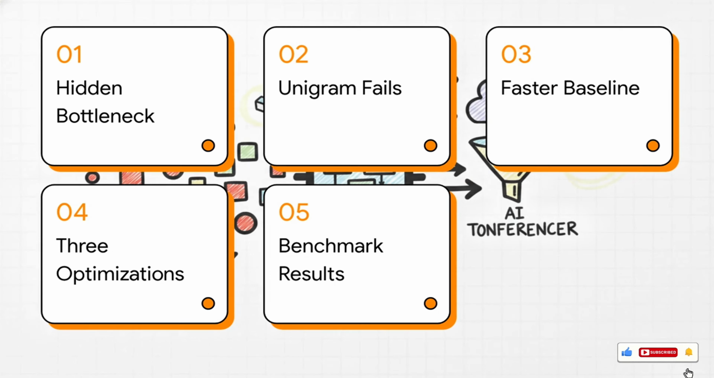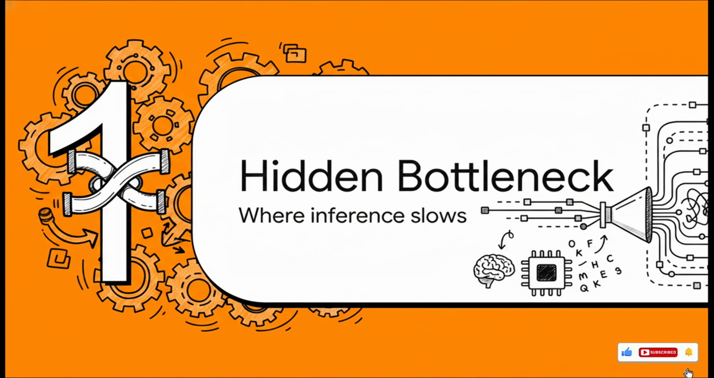To understand exactly how Perplexity solved this, we're going to follow a clear roadmap. 1. The hidden inference bottleneck. 2. How Unigram tokenization fails. 3. Establishing a faster baseline. 4. 3 high-speed optimizations. And 5. The final benchmark results. Let's start with part 1, the hidden inference bottleneck.